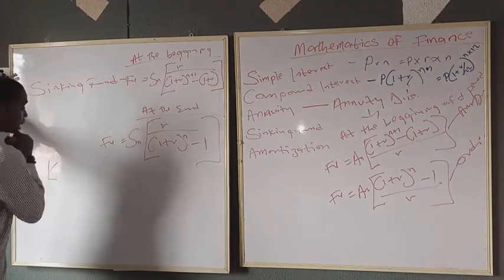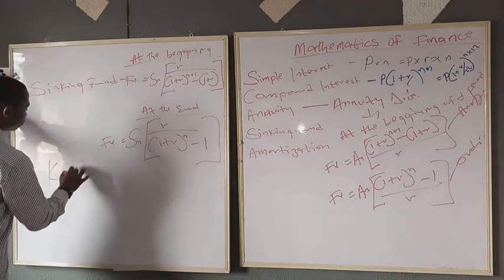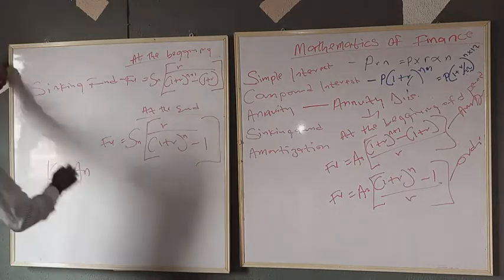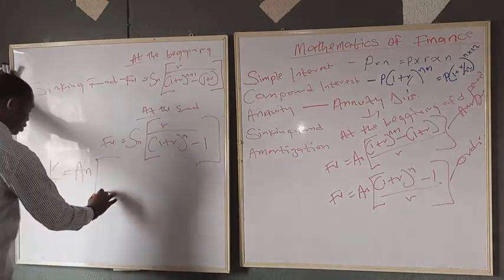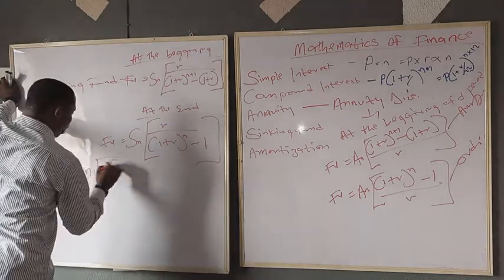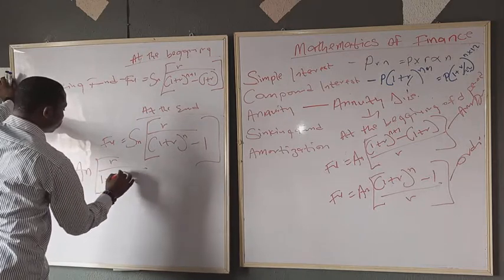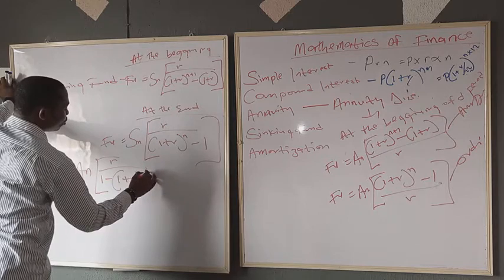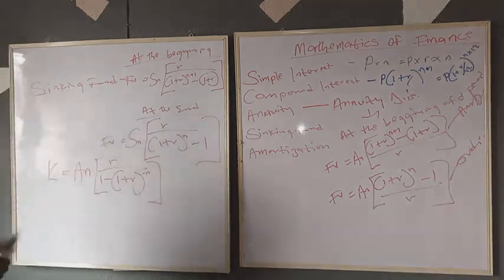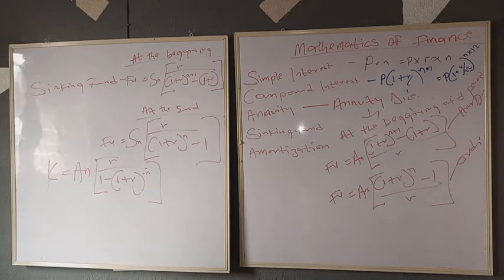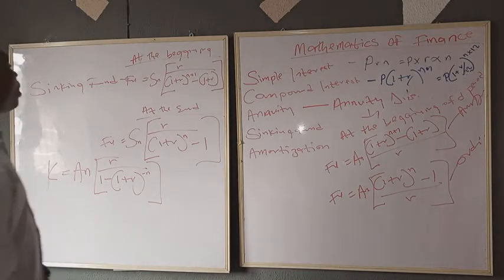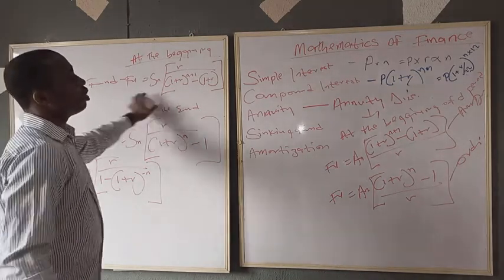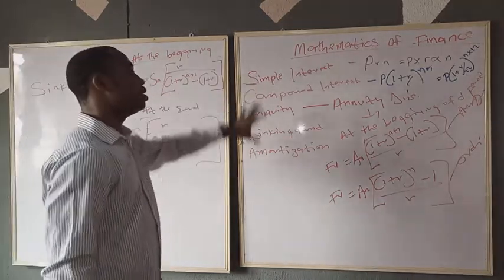So now the amortization also has its own formula. The formula for amortization is represented by K equals unity times R, all over 1 minus (1 plus R) raised to minus n. So this is the formula for amortization.